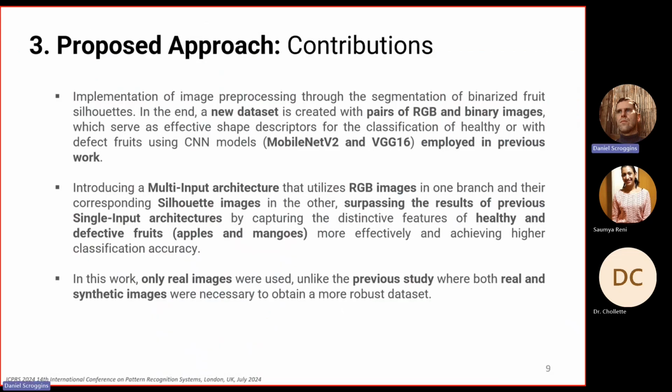So our contribution can be summarized basically in 2 points. The first contribution is the dataset containing RGB images and silhouette images. The second contribution is the use of a multi-input architecture that uses RGB images on one branch and their corresponding silhouette images on the other branch. The generation and the use of this multi-input architecture are described as follows.